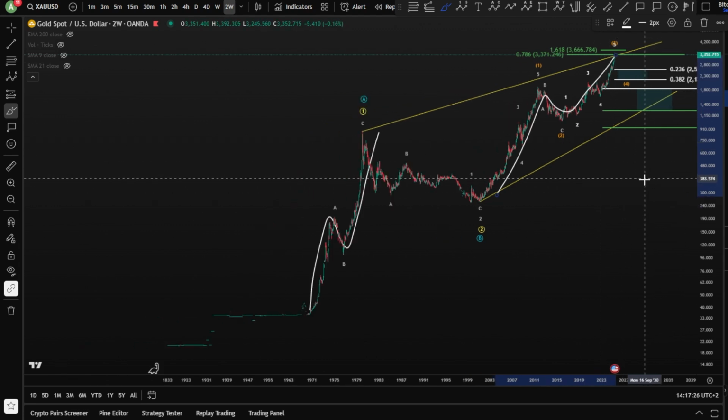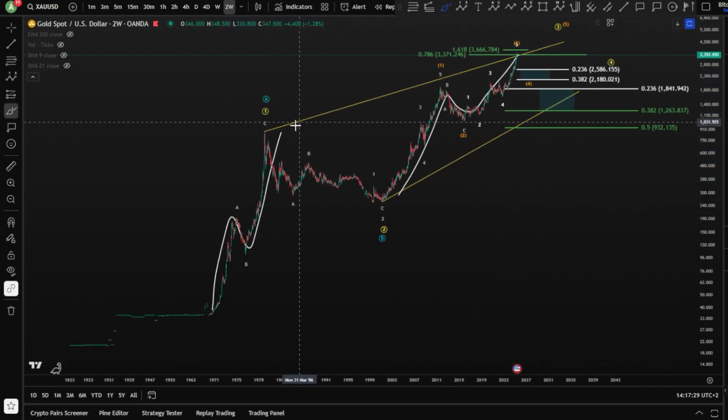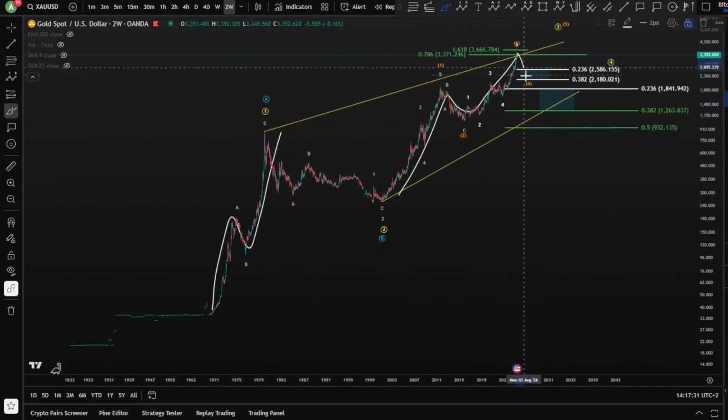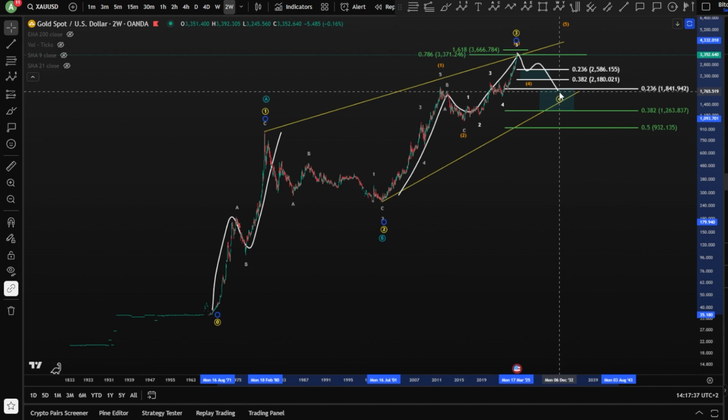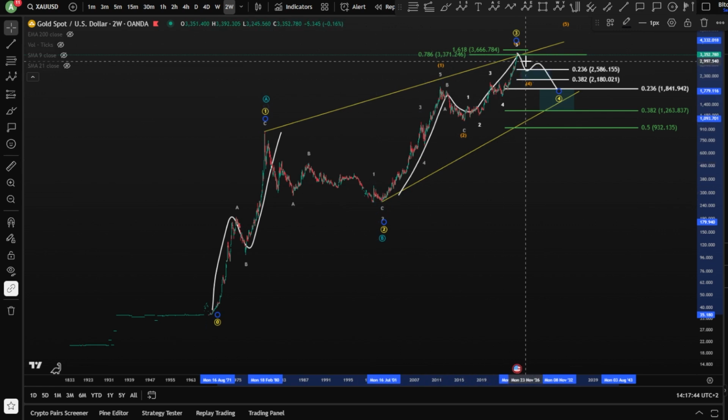And you would like to have another correction, same as we had for the wave 2. You would like to have one of them for the wave 4. But be careful, with this scenario, you might get a very deep wave 4, which is around the 1,800, which is the minimum target taken from the whole wave here.